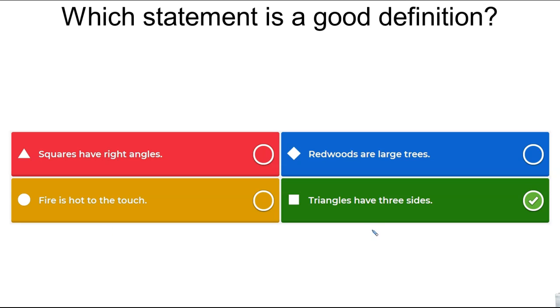The green option works because we could say if a figure is a triangle, then it has 3 sides, which is true. But also, if a figure has 3 sides, then it's a triangle. That is also true. Okay, so we'd say that this definition is reversible. That's why it is a good definition.